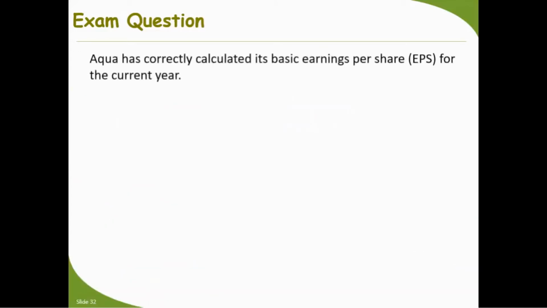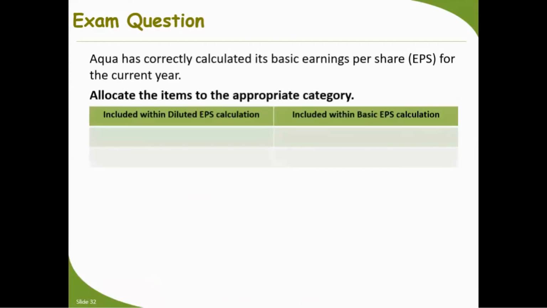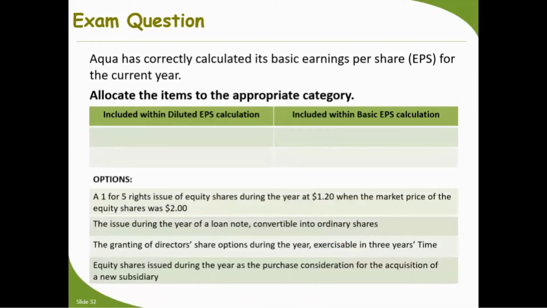Then Aqua has correctly calculated its basic EPS for the current year. Allocate the items to the appropriate category: included within diluted EPS, or included within basic EPS. Which one? A 1 for 5 rights issue of equity shares during the year at 1.2, when the market price of this will be used where? Here, in the calculation of basic EPS.